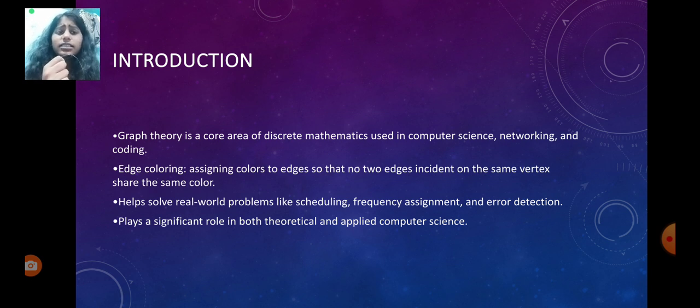Edge coloring means assigning colors to the edges so that no two edges incident on the same vertex share the same color. This edge coloring helps in solving real world problems like scheduling, frequency assignment and error detection. It plays a significant role in both theoretical and applied computer science.